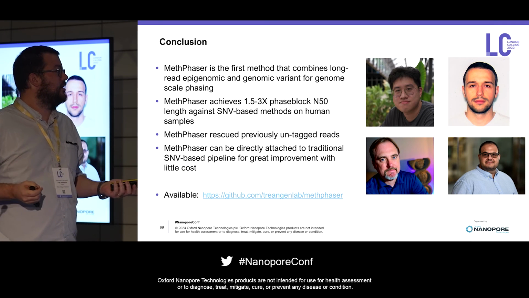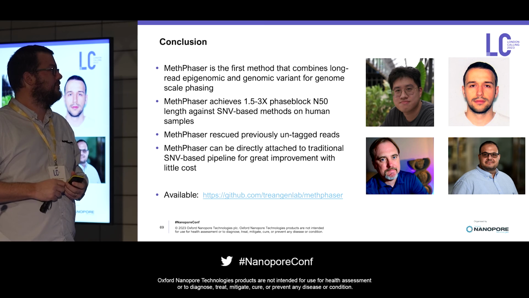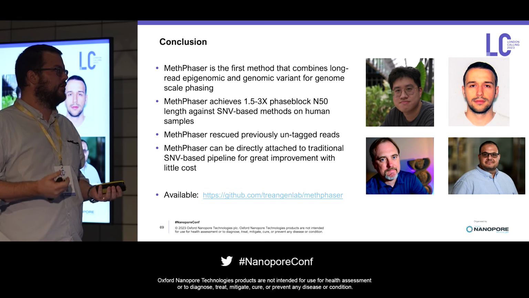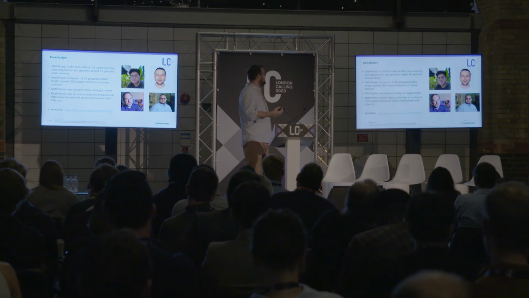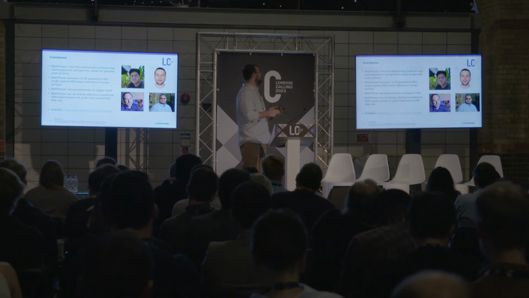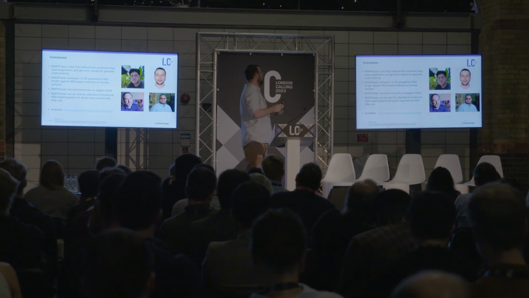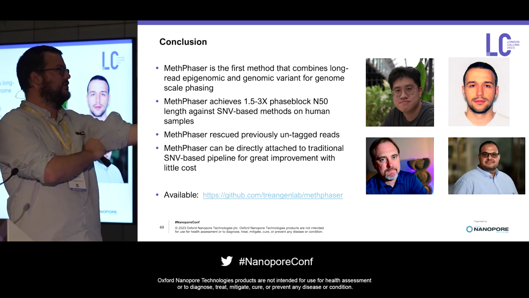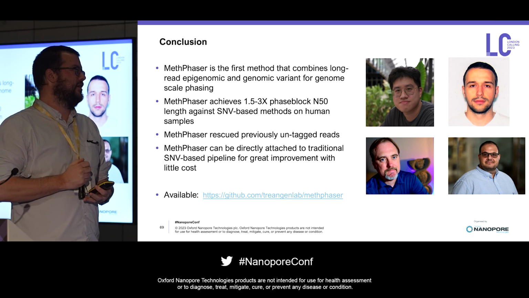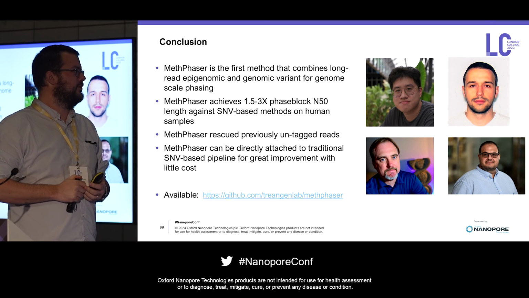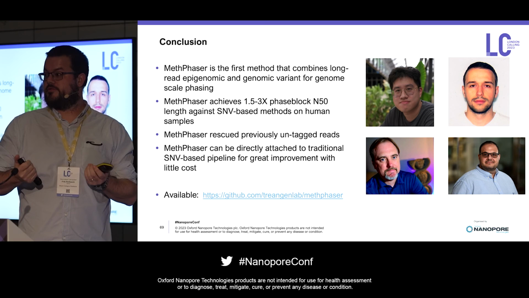So with that, just some conclusions. It's really the first method, as far as we are aware, that utilizes the methylation signal itself. We can show that we're improving the N50 1.5 to 3-fold on different samples. We did test that across different ethnicities. We did also test this on blood samples, which I didn't walk you through very much, but I think this is really important that we also tested this component.